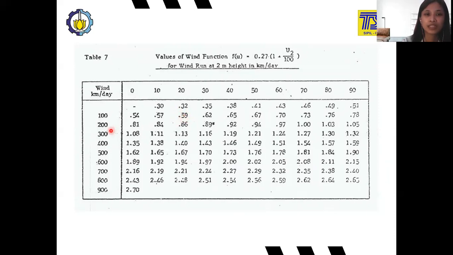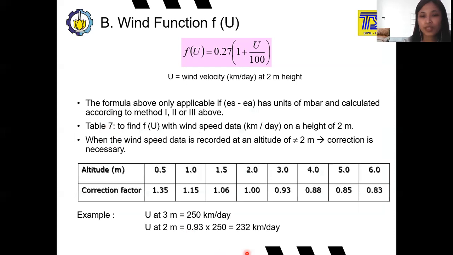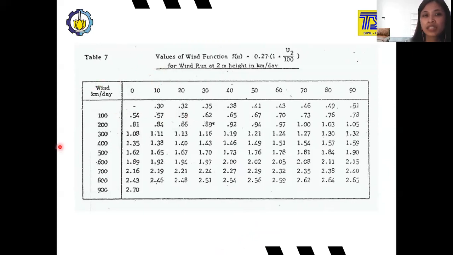And for example, we got this 232 from the previous one. Because of this table, we can only look for the 230. That's okay. So it's around 0.89. But if you want to calculate using the equation, you can do so, and the results will not be much different from the 0.89 here. So there will be more numbers after the decimal.